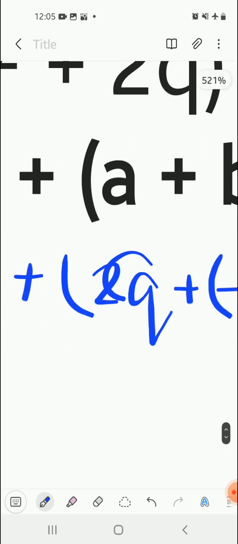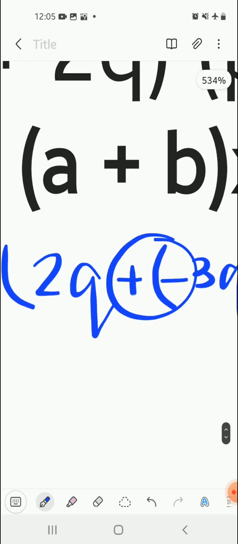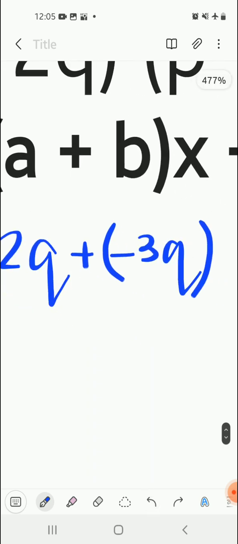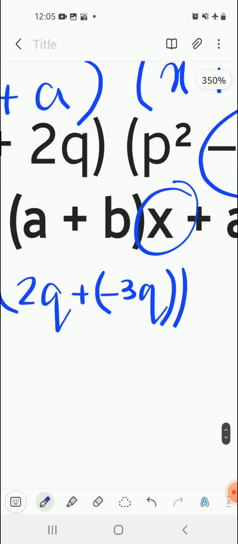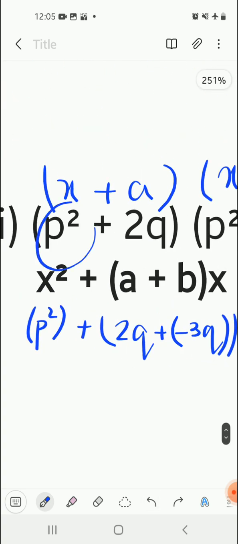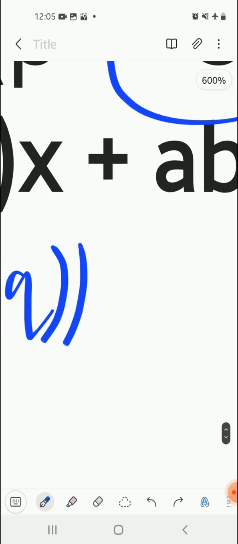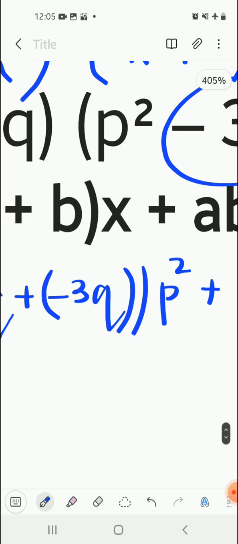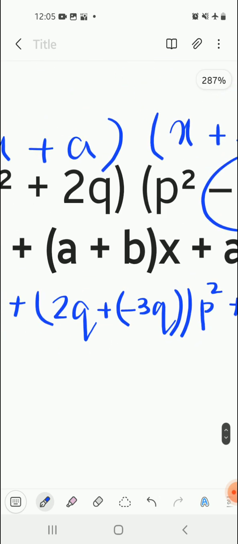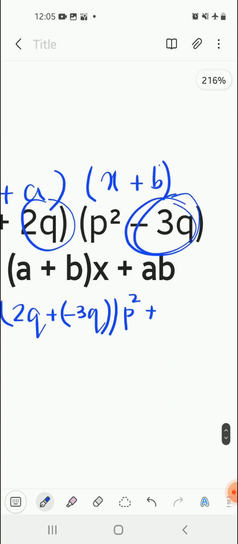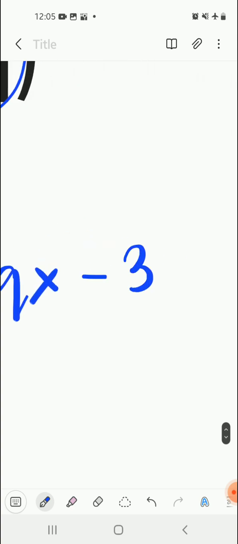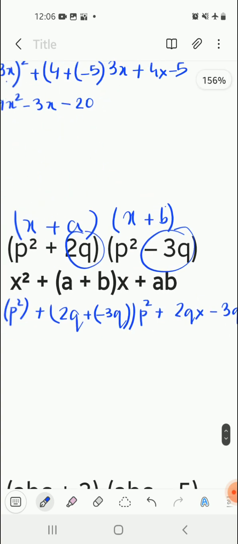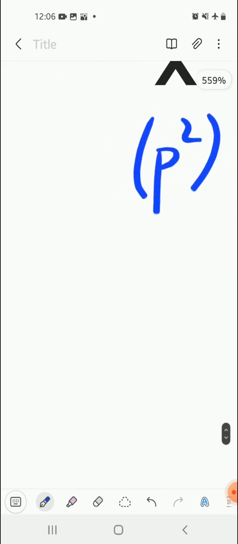You can also omit this and write it directly as plus into minus, but I prefer writing the whole thing. After this, x. In place of x, we're going to write p square because x is p square over here, plus a. A is 2q and b is minus 3q. So we're going to write 2q into minus 3q. Now we're going to solve it.